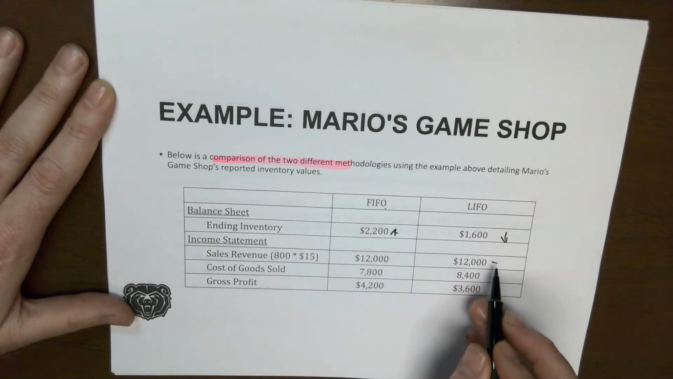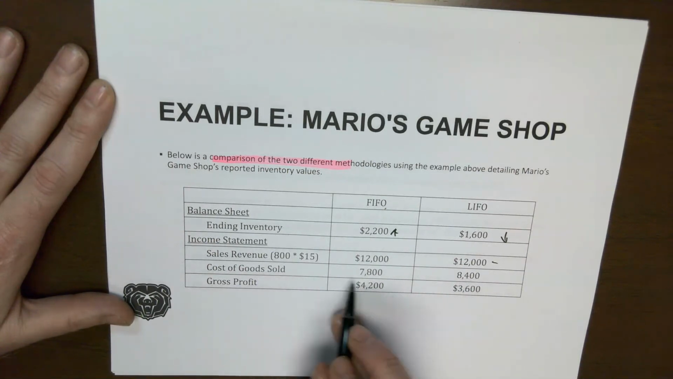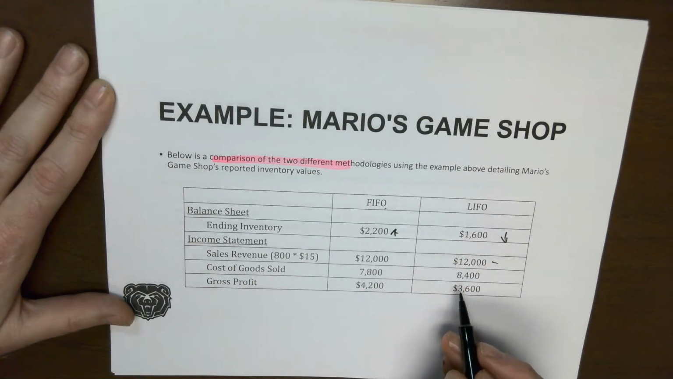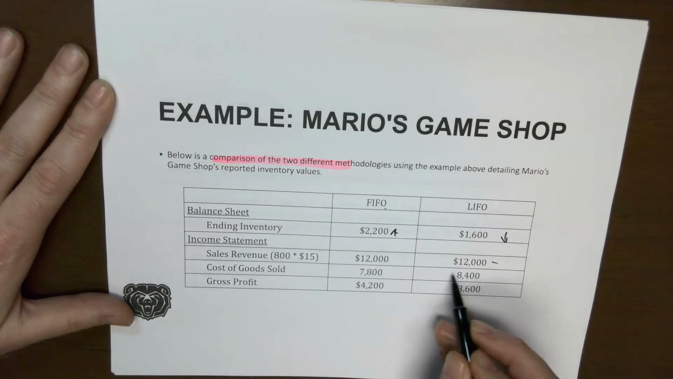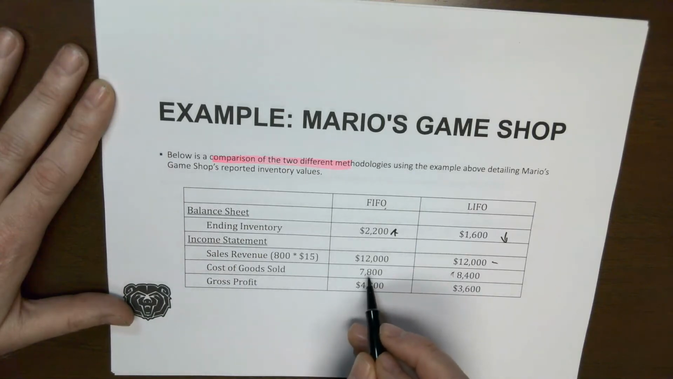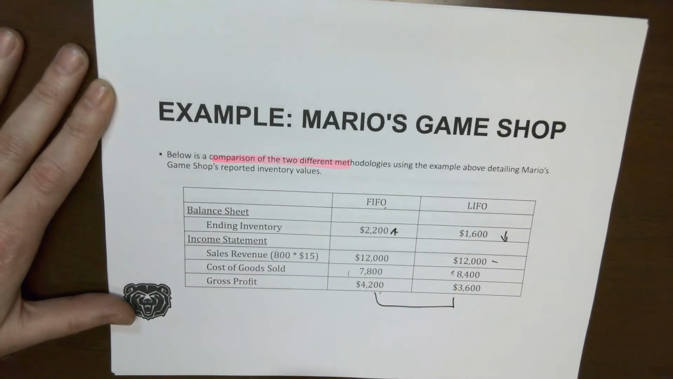Sales revenue is the same, but our cost of goods sold is different. Why? Because it's just the opposite of inventory. Our higher cost items are in our cost here, in our expenses, and our lower cost items are in our expenses for FIFO. Here you can see it changes your gross profit.